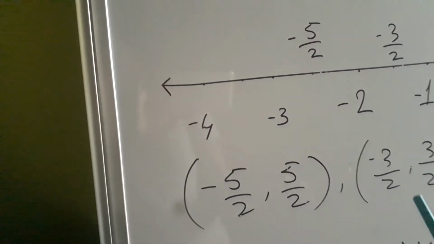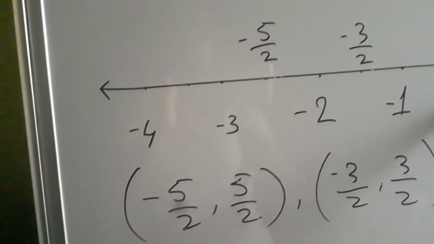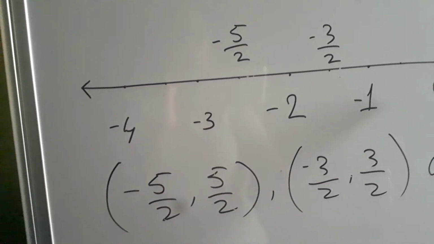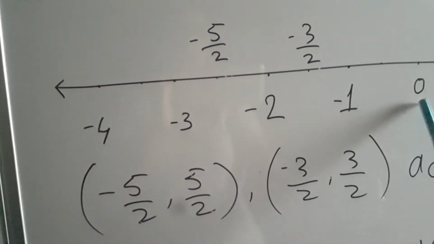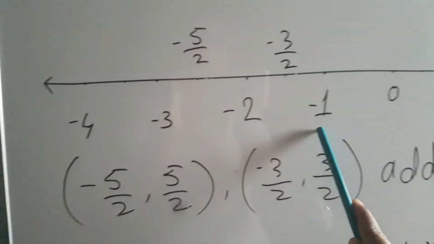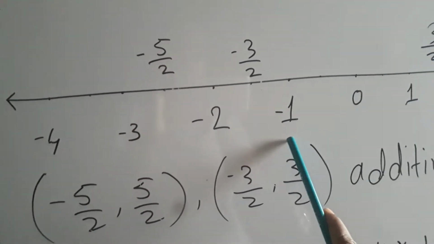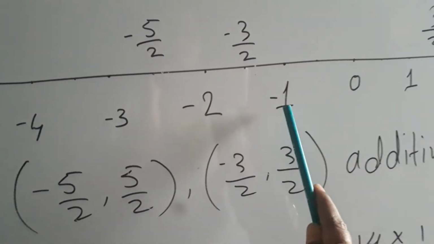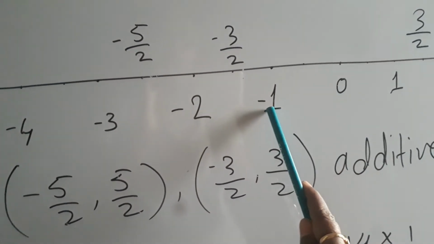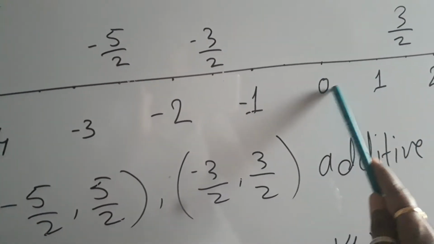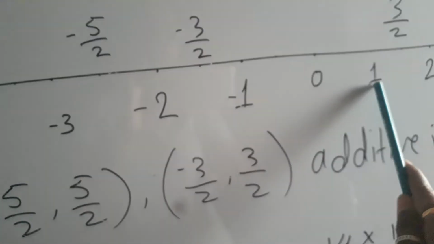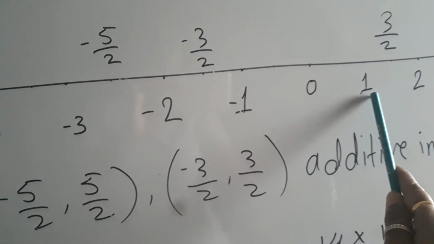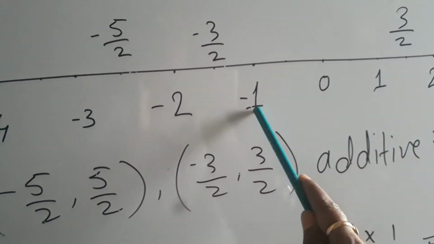Okay. So it is the number exactly opposite 0 on the number line. Take for example, I take minus 1. So whose additive inverse is minus 1? I have to check. Minus 1 is 1 space away from 0. You can see this 1 space. So I have to check on the right side. 1 space away from 0 is 1. So that means the additive inverse of minus 1 is 1. Or in other words, the additive inverse of 1 is minus 1.